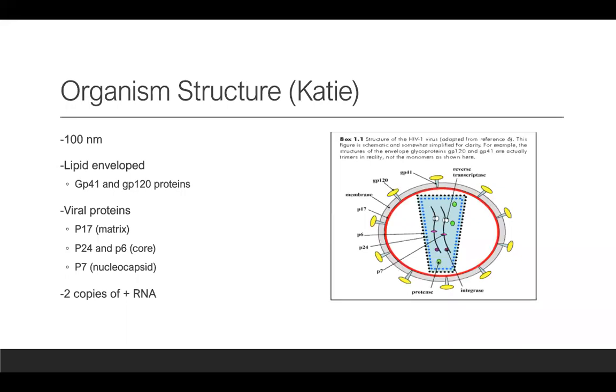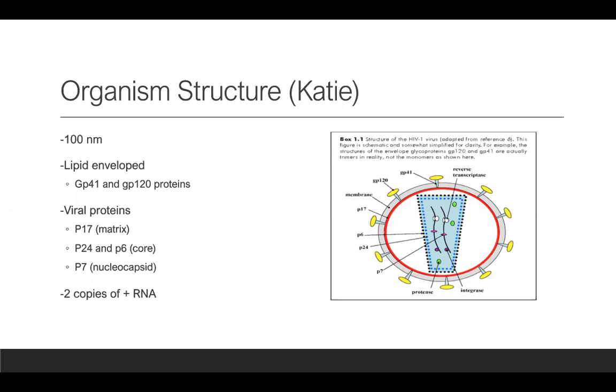So first, starting off with the organism structure. The human immunodeficiency virus is approximately 100 nanometers in diameter. It has a lipid envelope in which are embedded the trimeric transmembrane glycoprotein GP41, to which the surface glycoprotein GP120 is attached. And you can see that on the right-hand side in the little diagram. These two viral proteins are responsible for attachment to the host cell and are encoded by the ENV gene of the viral RNA genome. Beneath the envelope is the matrix-bound P17, the core proteins P24 and P6, and the nucleocapsid protein P7. This is bound to the RNA, and they're all encoded by the viral GAG gene.